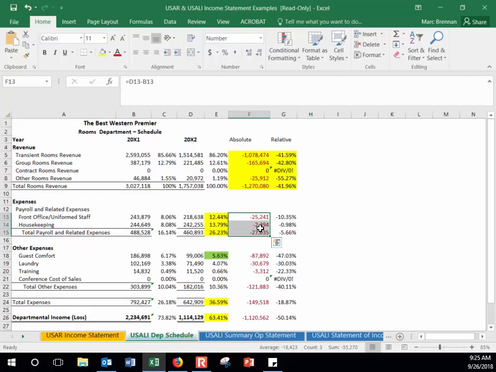Okay, expenses going down. This is a positive thing, remember that. But our total payroll went down by 5.66%. Our total revenue went down by 42%. We did not keep track. Okay, we only brought down our payroll by $27,635. Okay, this isn't good enough.